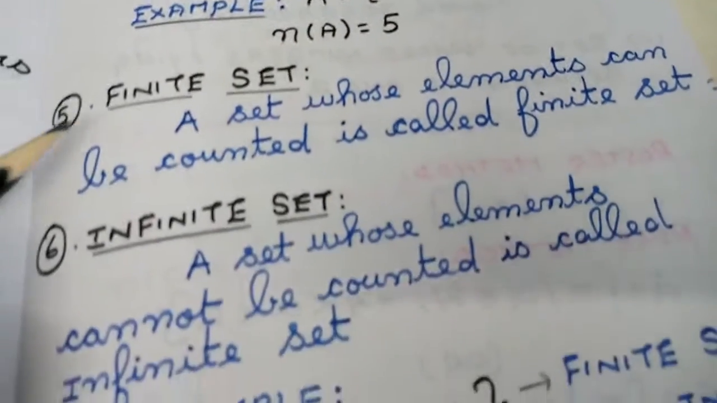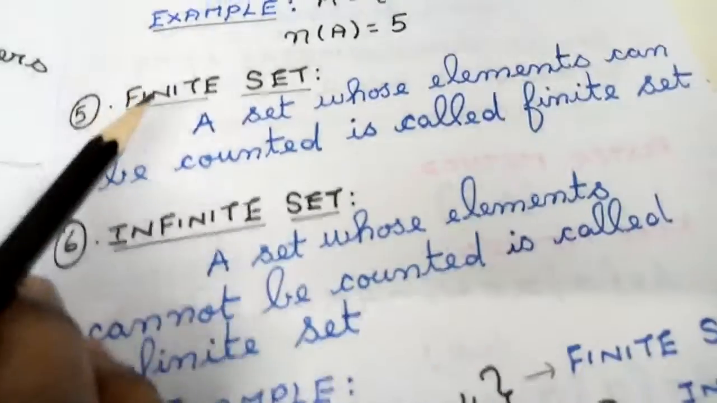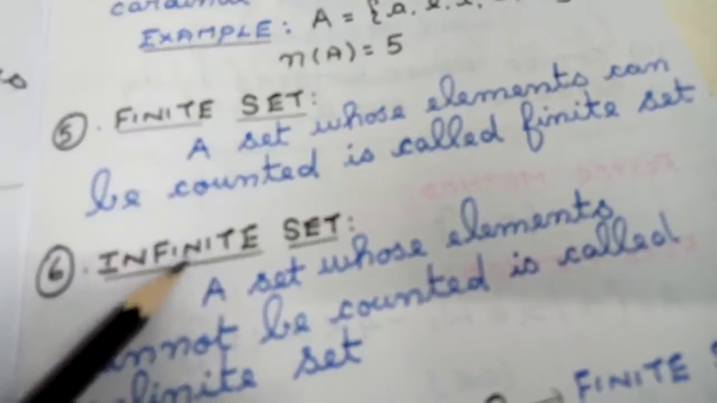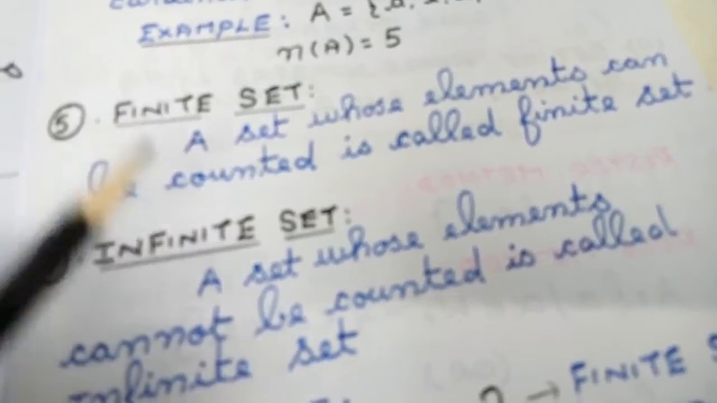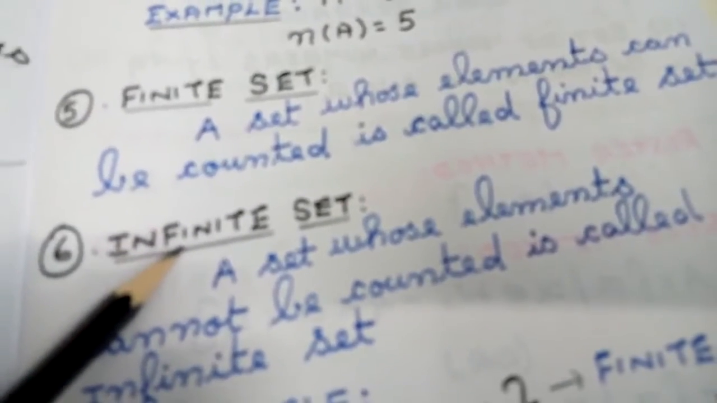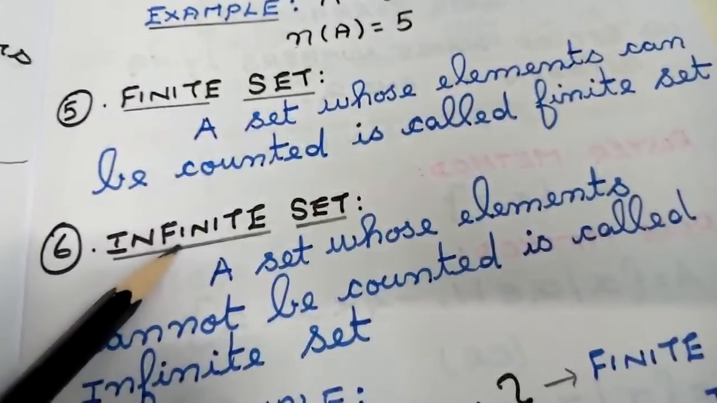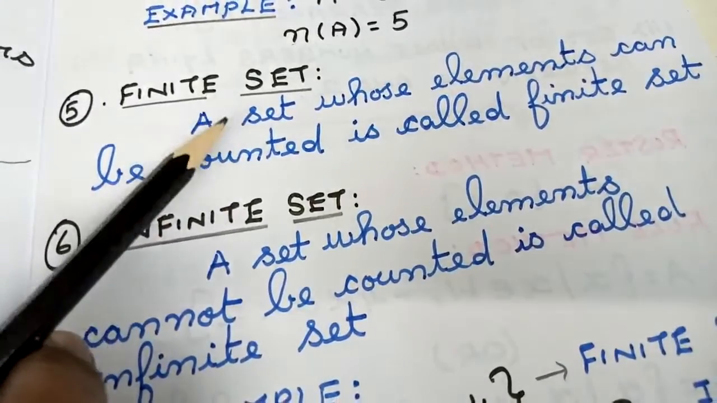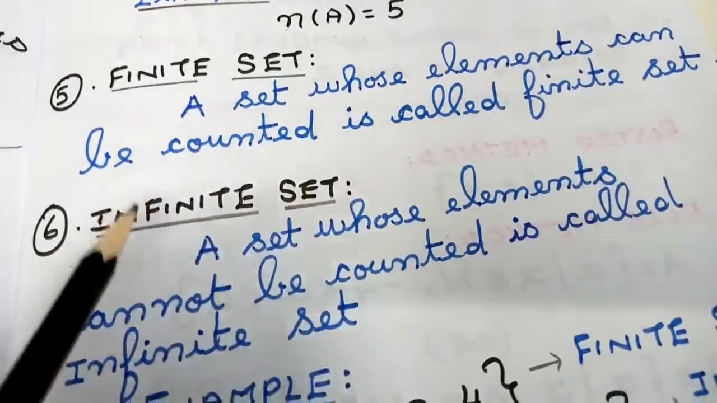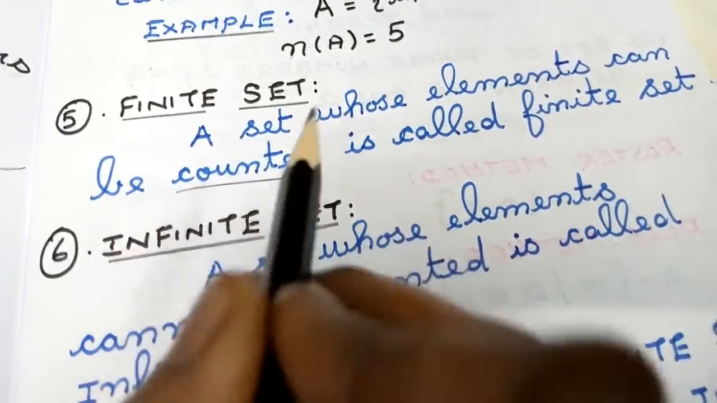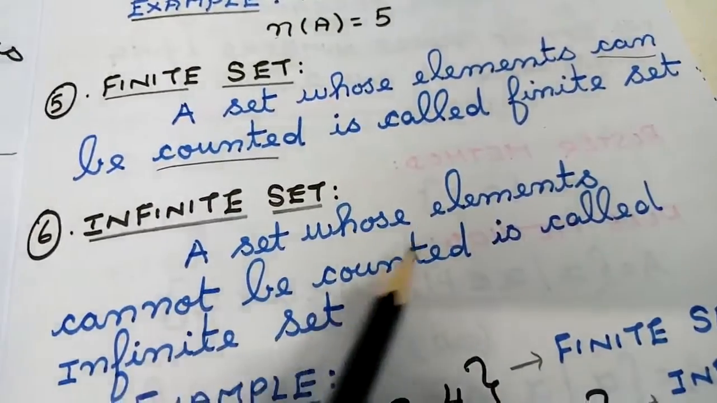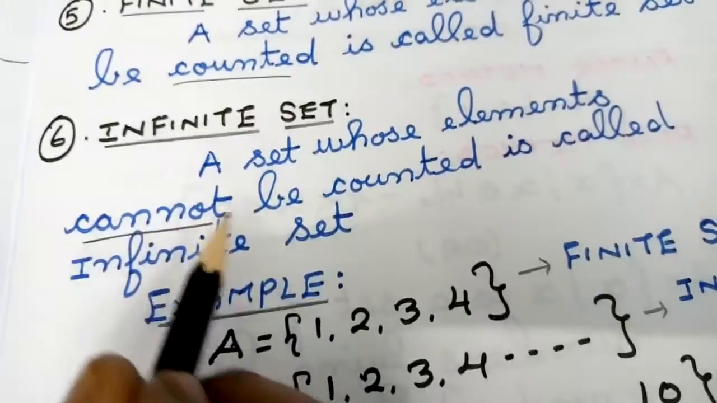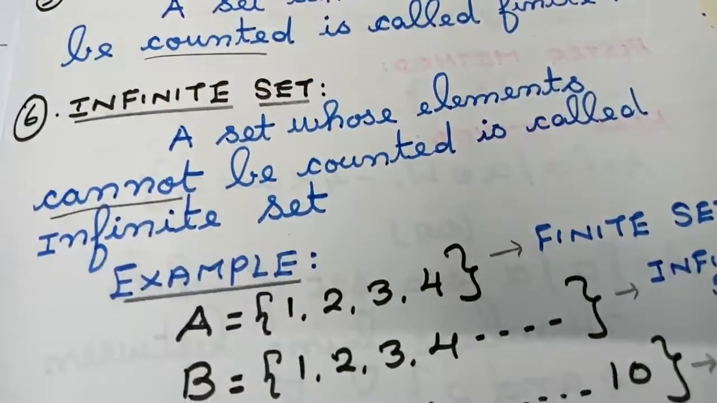Coming to the fifth question, finite and infinite. Finite means I can count the number of elements. Infinite means I cannot count the number of elements. So what is the definition given here? A set whose elements can be counted is called a finite set. A set whose elements cannot be counted is called an infinite set.